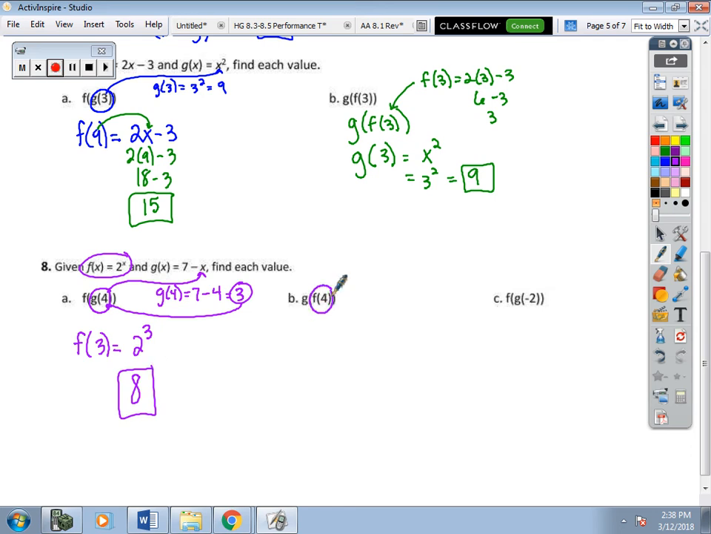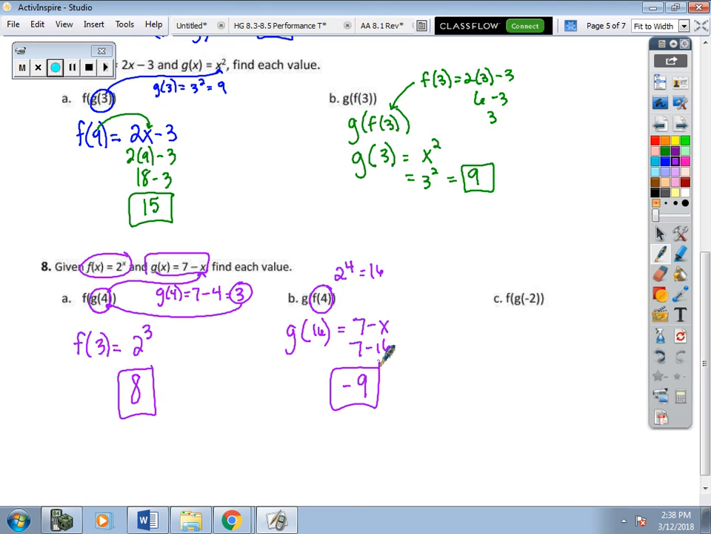Next one, start on the inside, f of 4. Find out what f of 4 is. Well, that's 2 to the 4th power, and 2 to the 4th power will, of course, get us 16. So we have g of 16. We now plug into the g of x function, 7 minus x, and we will get negative 9.